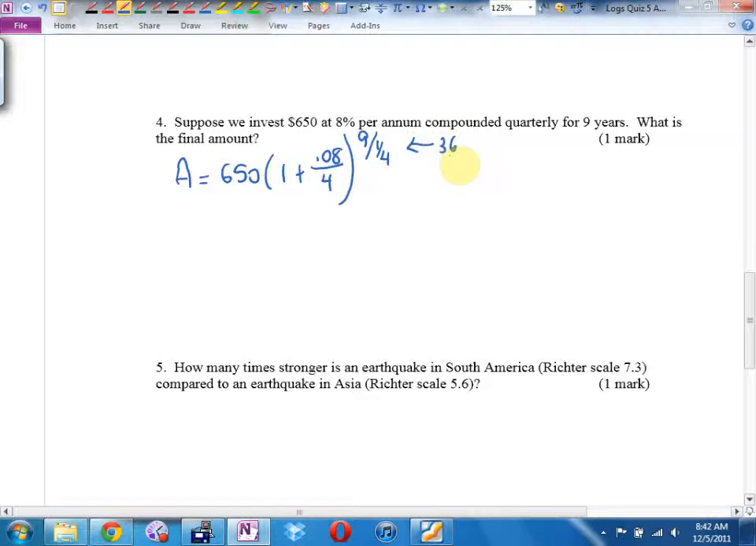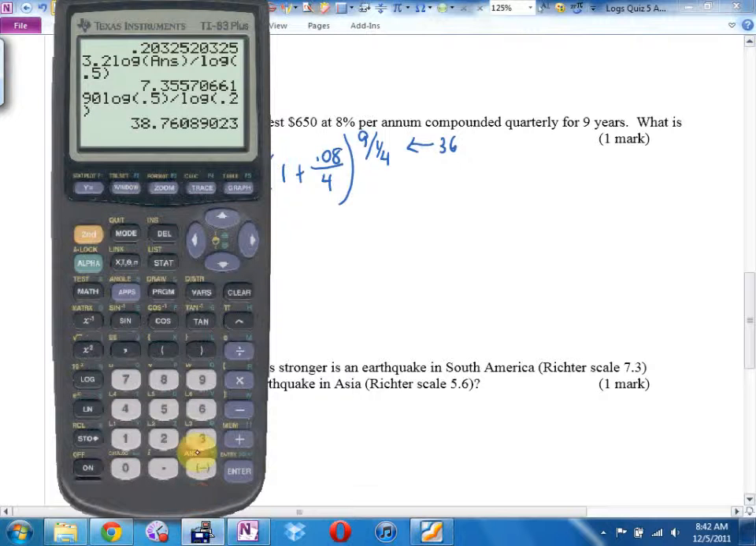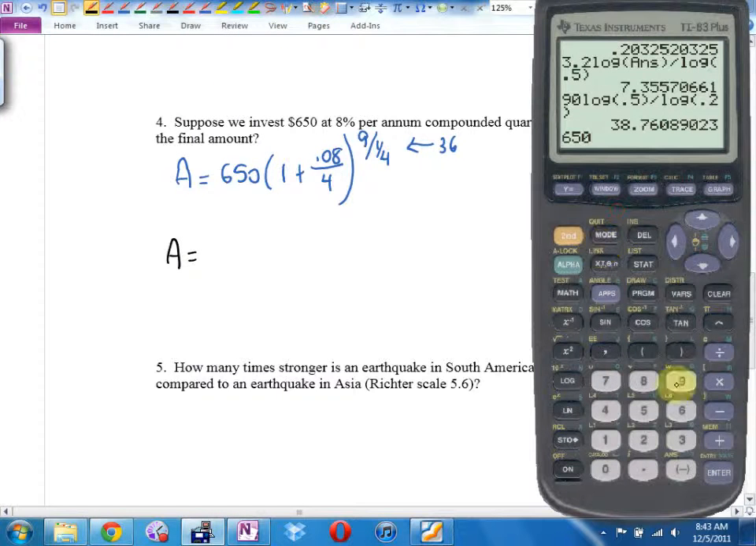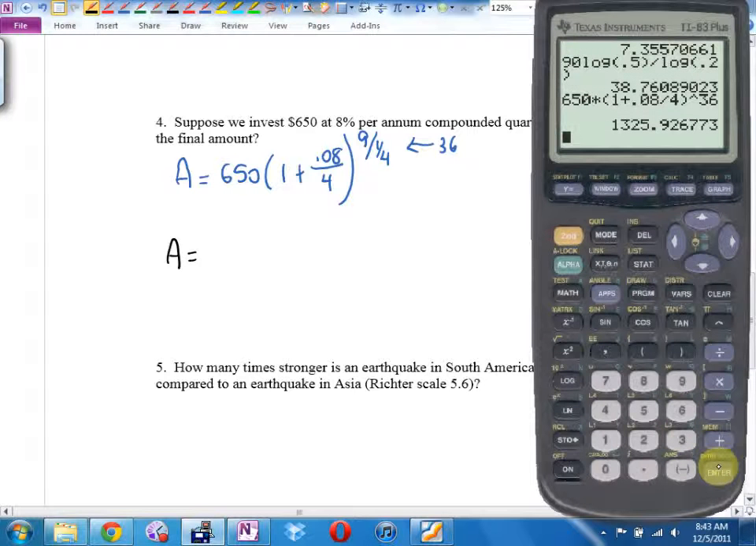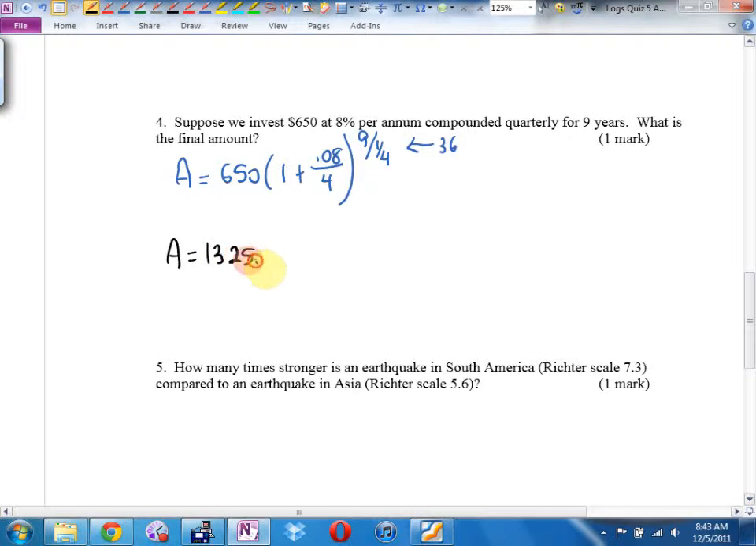I can just go straight to my calculator here, Haley, because A is on ground level. A is going to be 650 times 1 plus 0.08 divided by 4, close bracket, to the power of 36, 9 over a quarter. You get $1,325.93. 1, 3, 2, 5, 90, say what was it? 3.